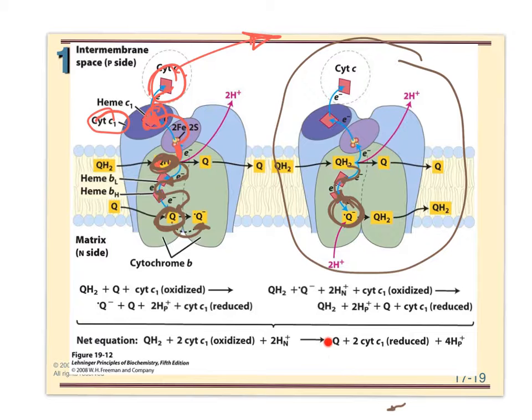Okay, then we get a regular Q, and then you get the reduced. And we'll talk about what cytochrome C does. Remember, it jumps. It's the only part that stays in the intermembrane space, unless the cell's dying or something's wrong, and then it can signal for apoptosis.